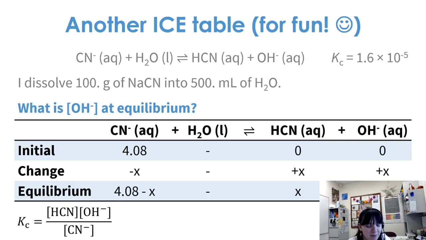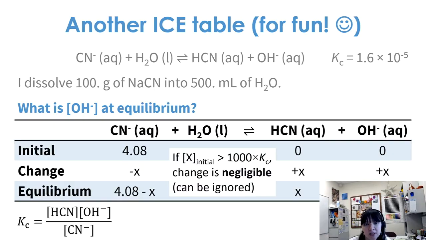Because the reactants are favored, I don't really expect that 4.08 to change much. It goes as a general rule that if our initial concentration of a chemical is greater than the equilibrium constant times 1000, then whatever change happens to that initial concentration is going to be very minimal. It's going to be negligible, basically non-existent compared to how big our initial concentration is. We make this determination for every single chemical in the reaction individually, looking at its initial concentration and how it compares to the K constant.